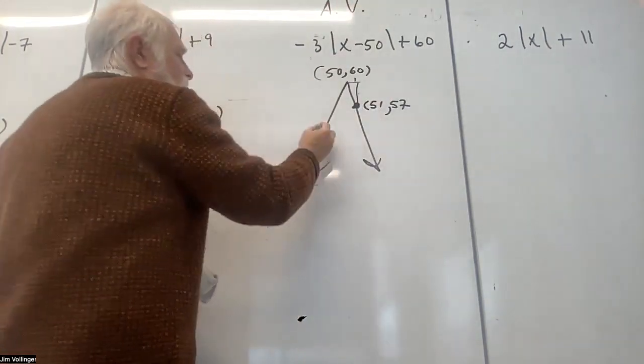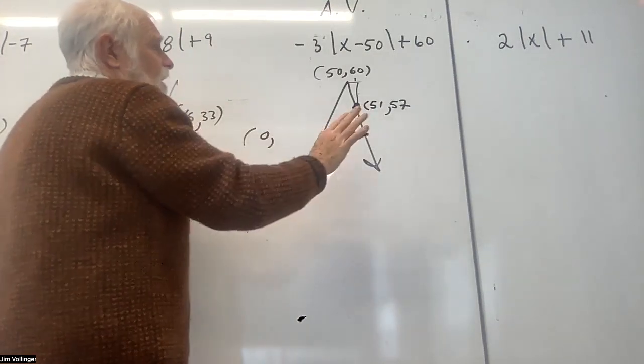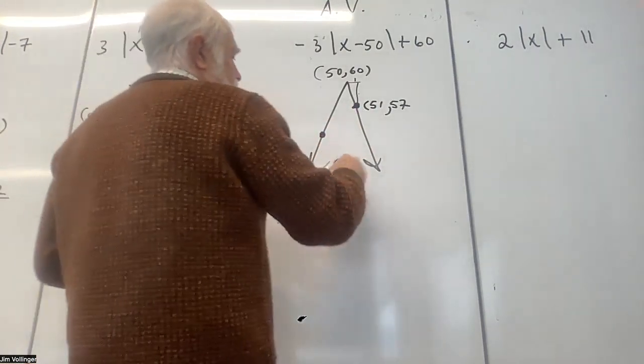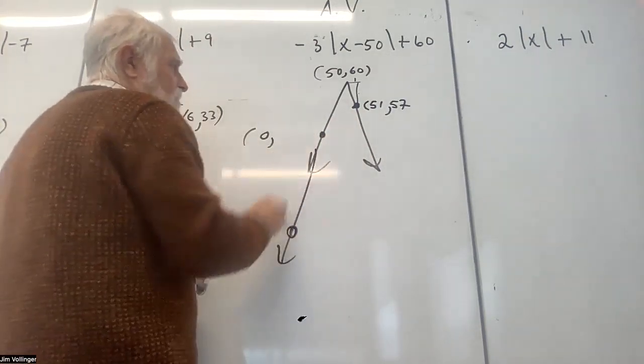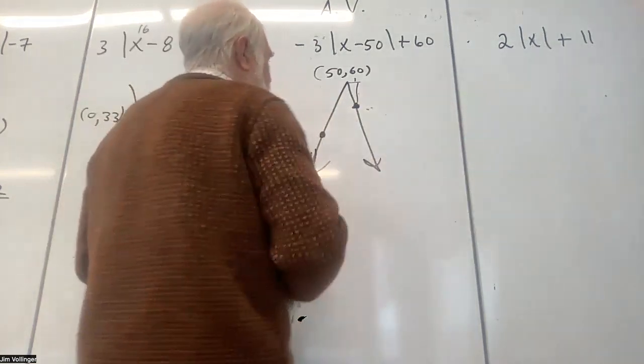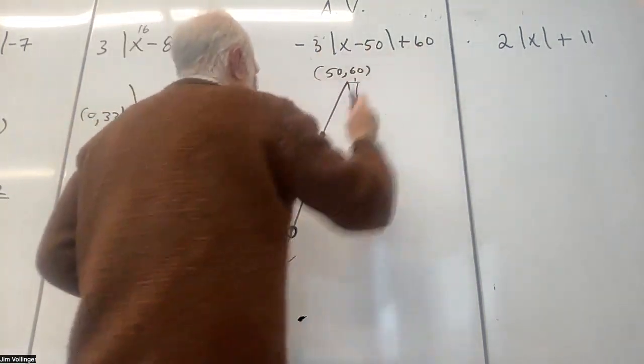But we want the y-intercept. So I'm going to put a 0 in, not drawn to scale now. It's not drawn to scale. So the y-intercept's probably a lot further down than what I'm labeling. So I'll get rid of that, pretend I don't see it. So that's 50 minus 150 plus 60 is minus 90.